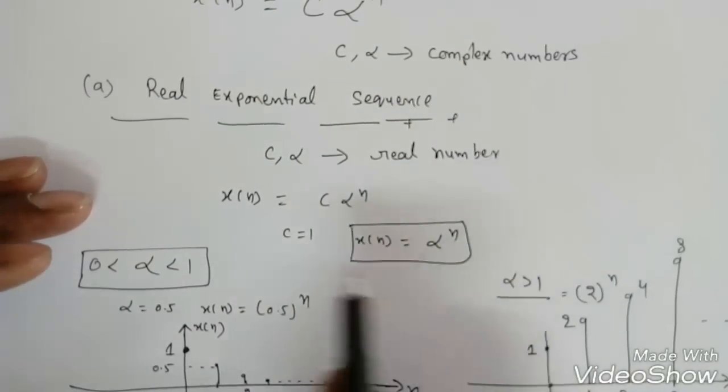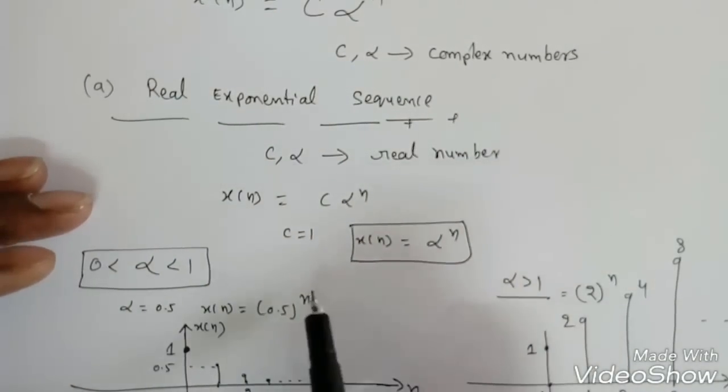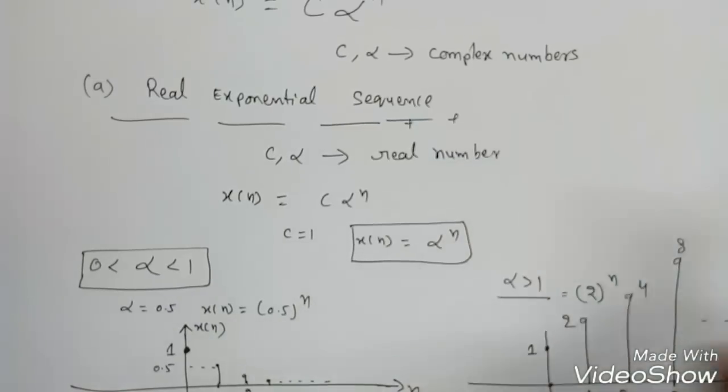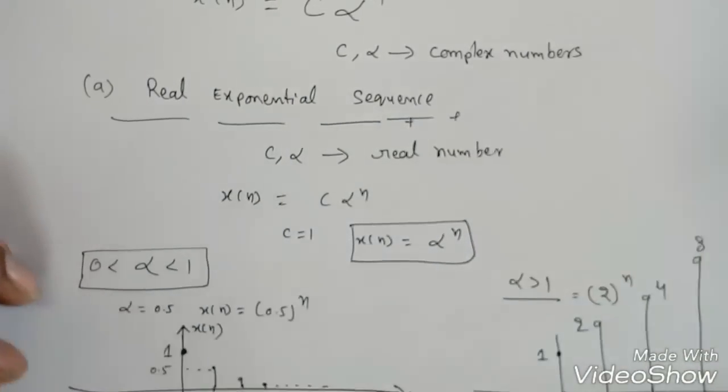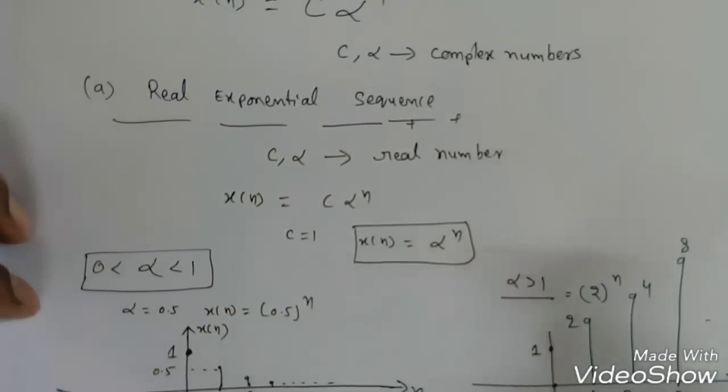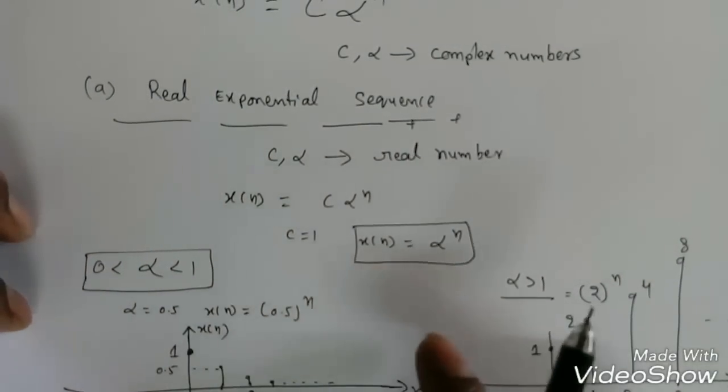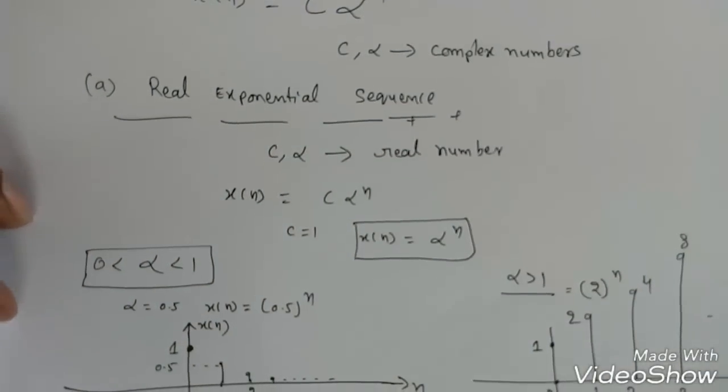Now you can have alpha less than minus 1, or alpha between 0 and minus 1, and then we will get different sequences. I am not going to do that. So depending on alpha, we will get different sequences.